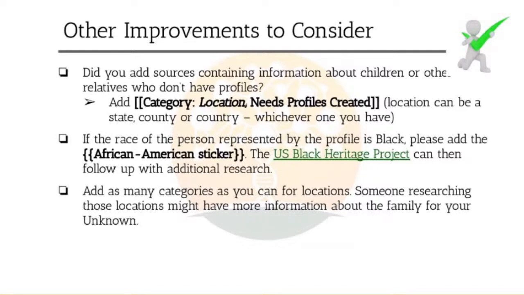Another thing is that if in the process of checking census or other documents, you notice that the person represented by the profile is listed as Black or mulatto, please add the African American sticker, or contact the Black Heritage Project if it's in another part of the world. They want to find these profiles. They're trying very hard to build records with people for whom records were not kept. So we want to add as much information to them as we can.